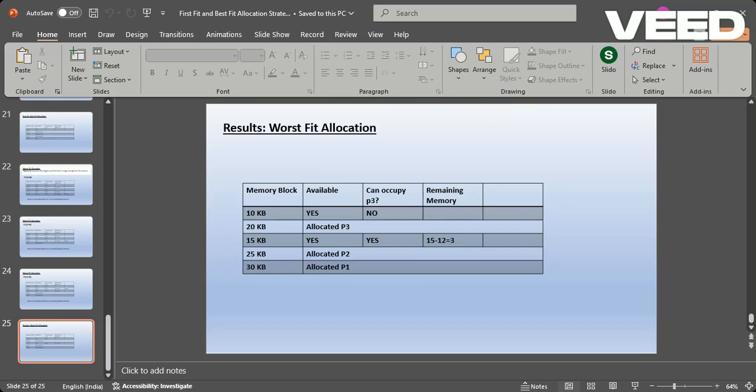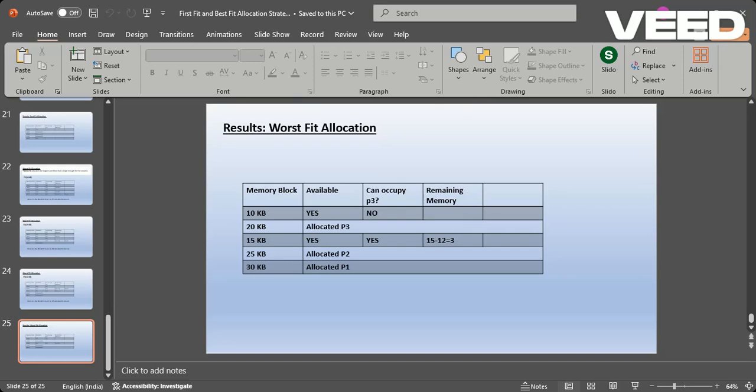Then in the case of worst fit allocation, we need to search from the starting location to the ending memory block, and at each location where the process is enough to be stored, we need to find out the memory wastage. The location which contains the highest memory wastage will be the worst memory block suitable to allocate a particular process. That will be the worst fit allocation strategy.